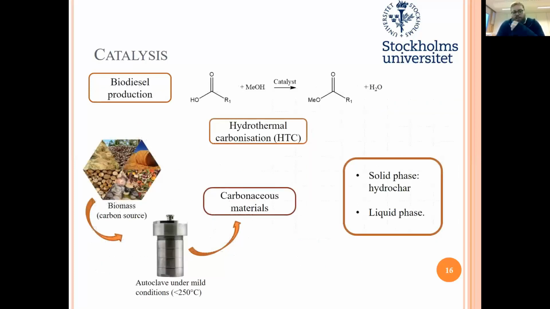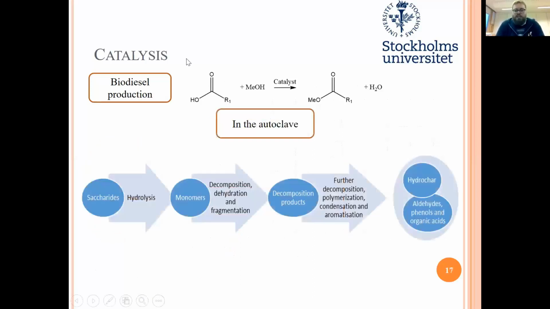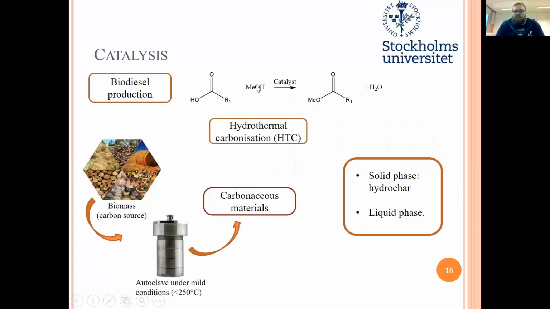So onto the other topic, this is the biodiesel production. It's a transesterification reaction in which we start from fatty acids, carboxylic acids with long polymer chains. We react that with an alcohol, in this case methanol, to tie in with the previous project, and we obtain an ester, which has uses in the biodiesel industry, so it can be used as a fuel.